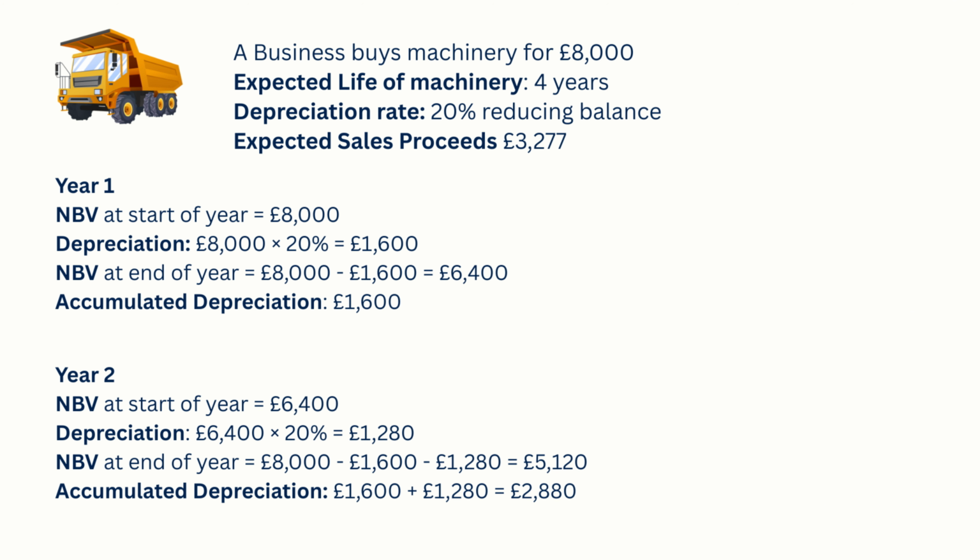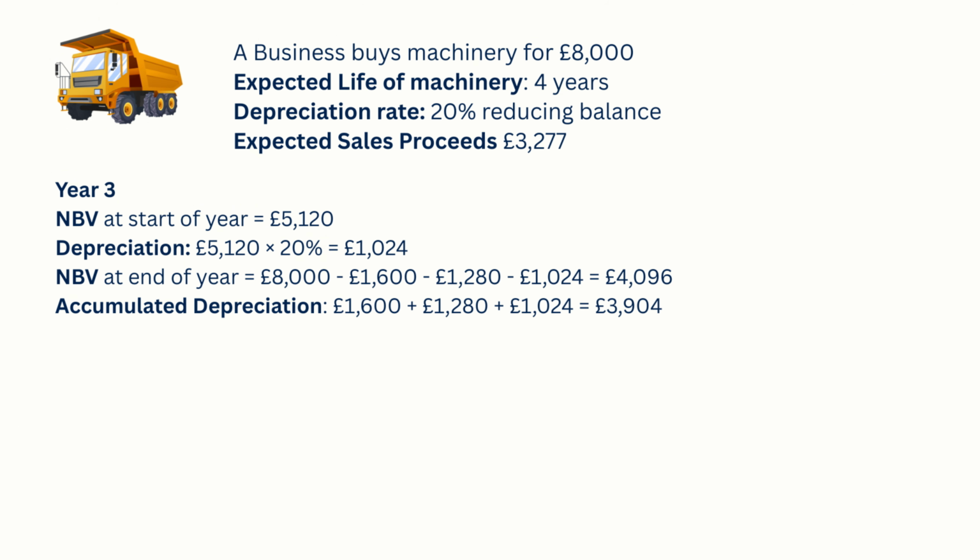£6,400 times 20% equals £1,280. Notice how the depreciation charge is already lower than year 1. Then NBV at end of year 2 is £5,120. Accumulated depreciation is £2,880. Year 3 calculation. The process now repeats exactly the same way.